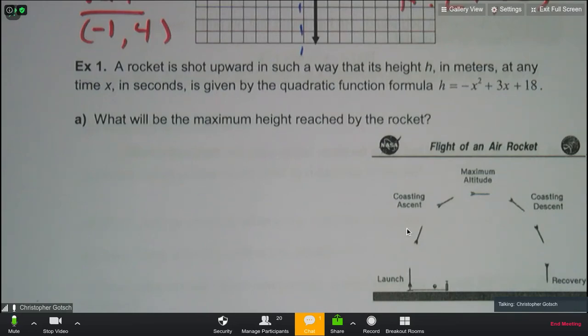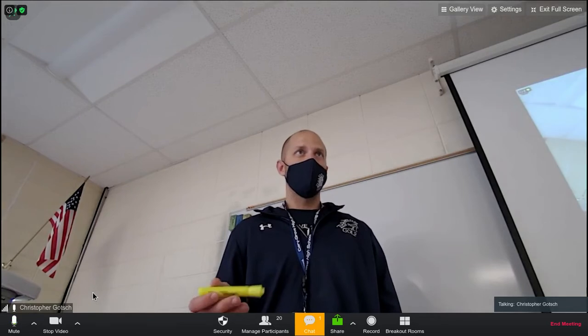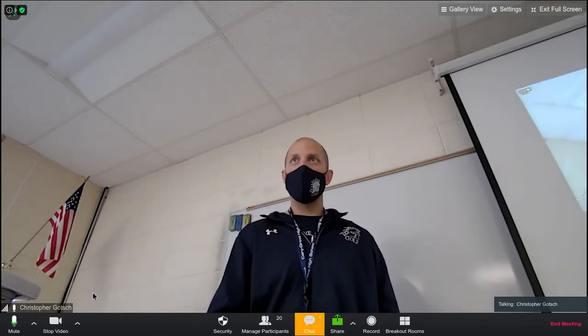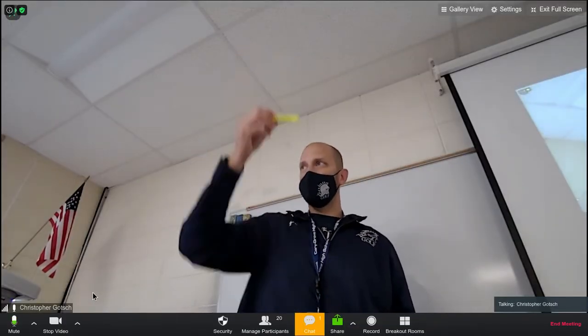So, example 1 says a rocket is shot in such a way that its height h is in meters at time x. So this is going to the idea of, hey, when are we ever going to use this stuff, right? This is the applied problem. So if I change my screen here so you can see what I'm doing, just humor me. Newton's law, gravity. What goes up must come down.